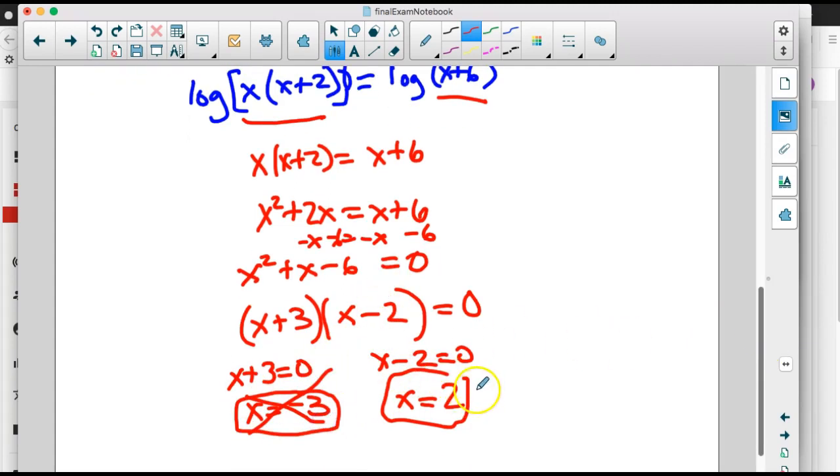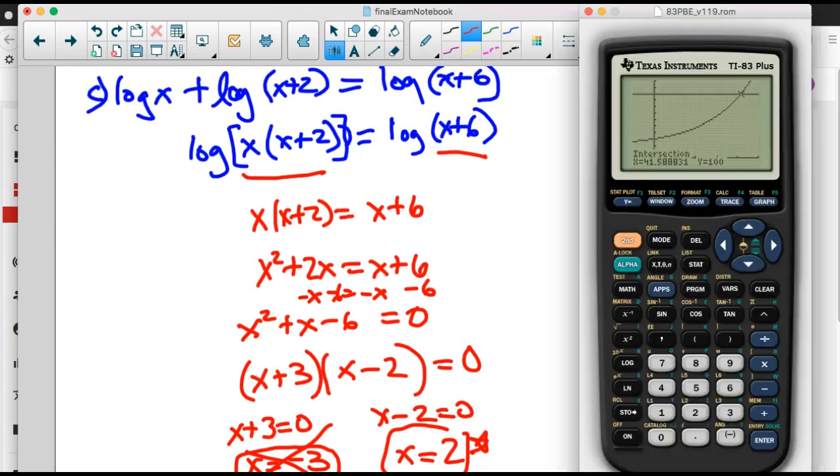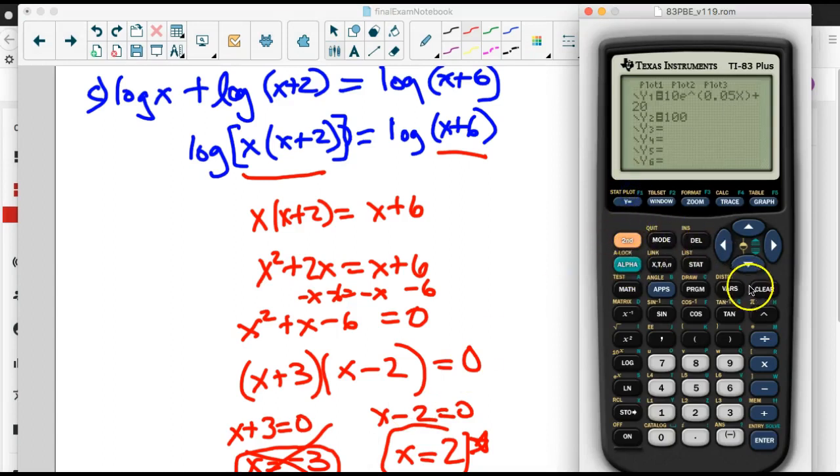All right, so I'm going to go with this one, and we're going to verify with our calculator by graphing it and seeing the intersection of the two. So let's take a look at our calculator. Go back here, clear these two out. Start with log of x plus log of x plus 2. And then on the other one, we're going to write log of x plus 6.